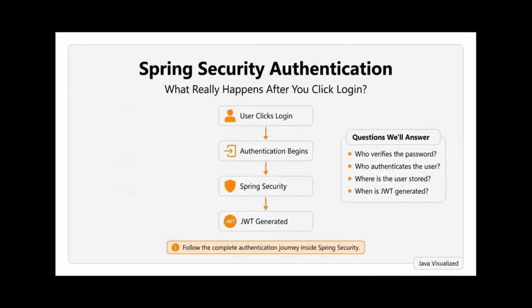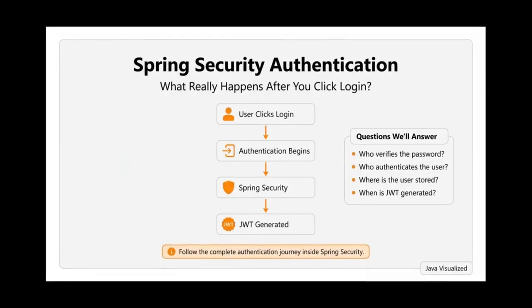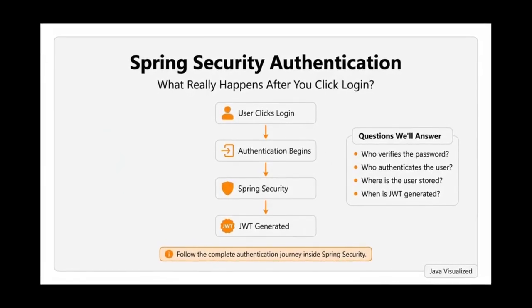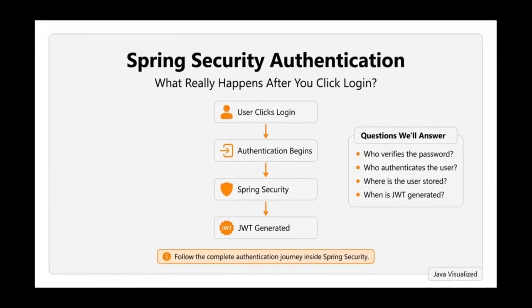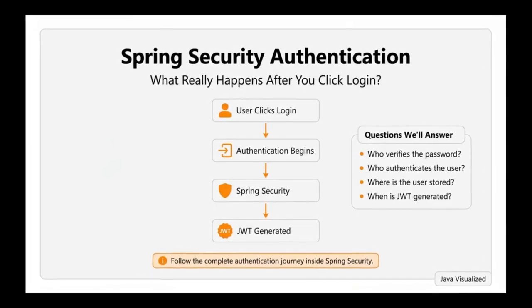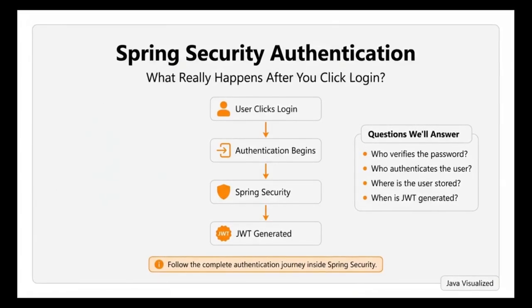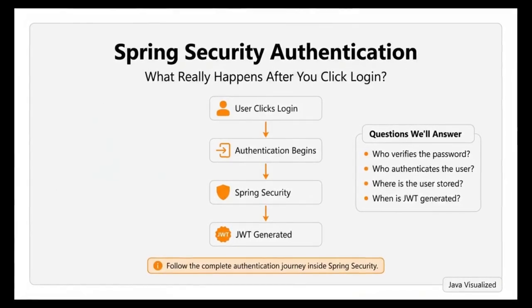In the previous video, we built a complete Spring Security JWT authentication system. The application works perfectly, but do you know what actually happens after you click the login button? Who verifies your username and password? Who decides whether you're authenticated? And how does Spring Security know who you are before generating a JWT token?